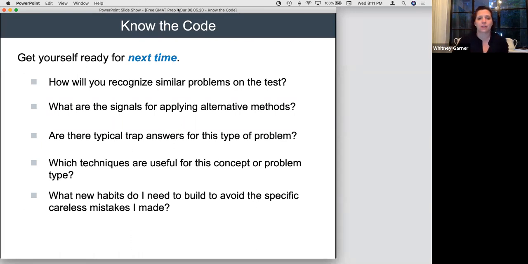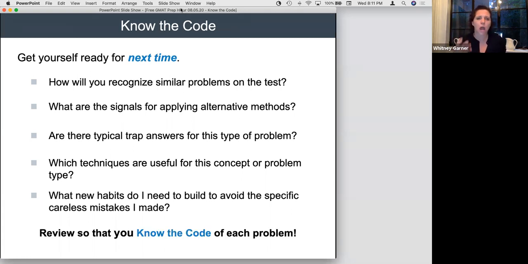I don't want to make these careless mistakes. Can I identify why? Am I never writing down steps? I'm just sort of skipping them. And so part of the review is that I want to know the code. I want to know what is the clue to help me out next time.